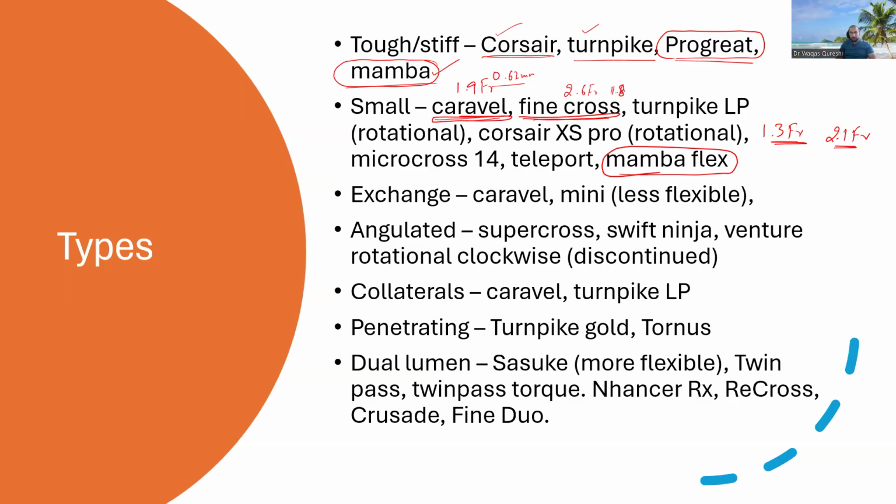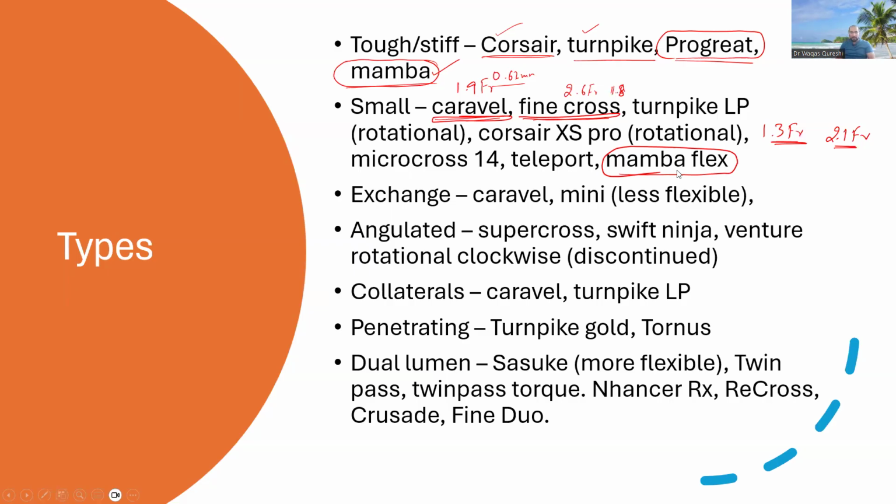In terms of other microcatheters, Microcross 14 is a good catheter as well, not widely available, but I would say that the other catheters are much better, so why use them? Teleport is by CSI. They came up with two devices as well, I think 2.1 French and 2.6 French or 2.4 French. I did not like it in terms of its crossability, its stiffness and pushability.